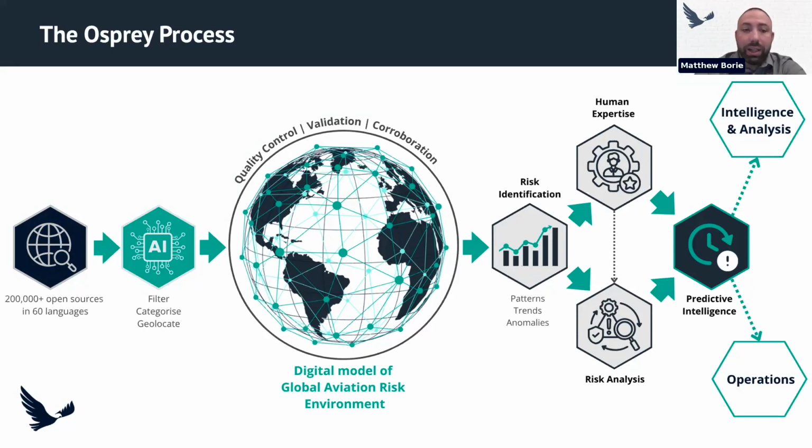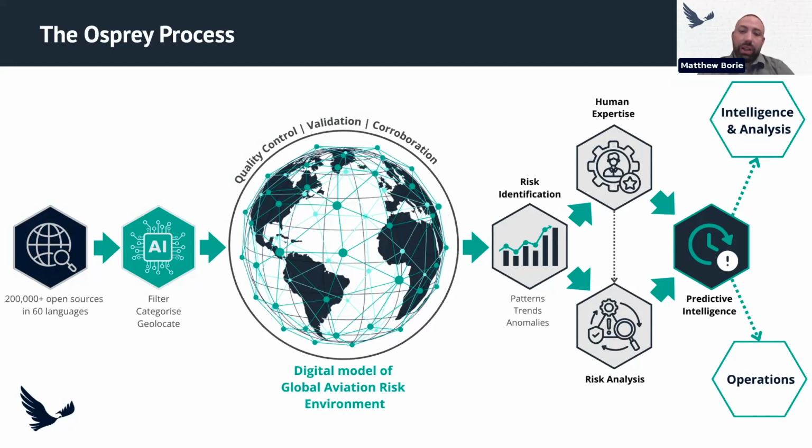We start off by collecting a wide variety of publicly available information and open source data from over 200,000 sources in a variety of languages. We do this in a way that gathers this into a pool of data points, which is then filtered and categorized as well as geolocated by our proprietary AI and machine learning tools. What this does is it cleans up all of this information that has been collected. And since it's geolocated, categorized, and filtered, we now can apply it to the global aviation operating environment.